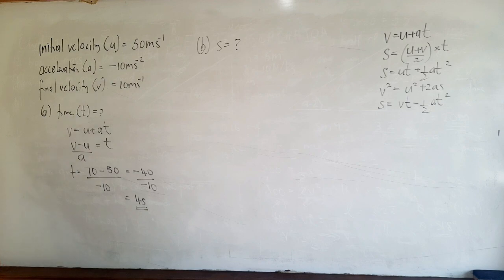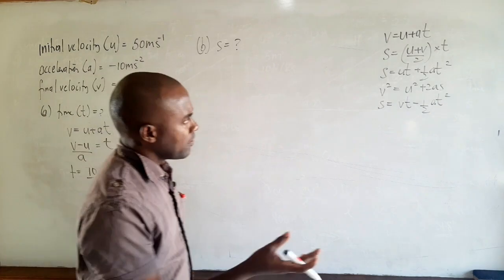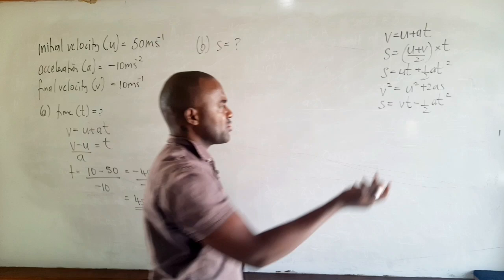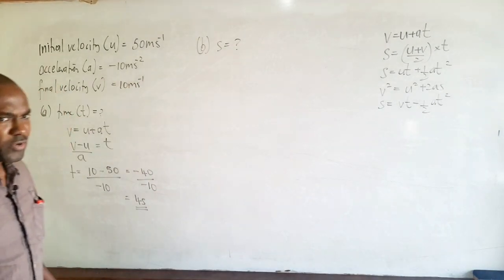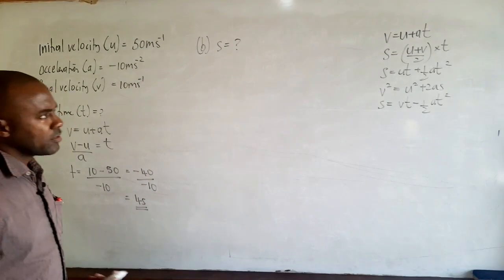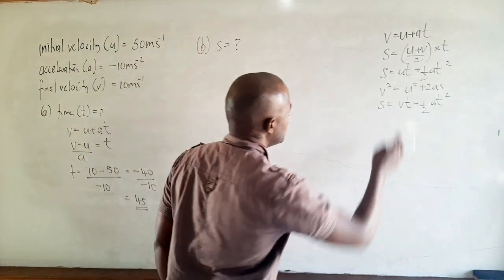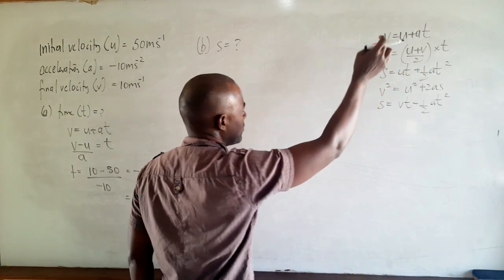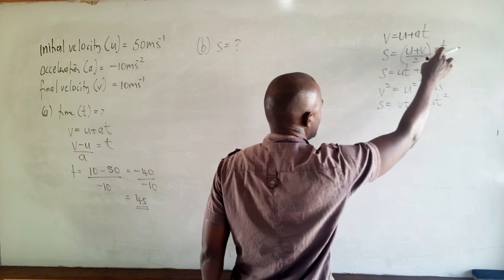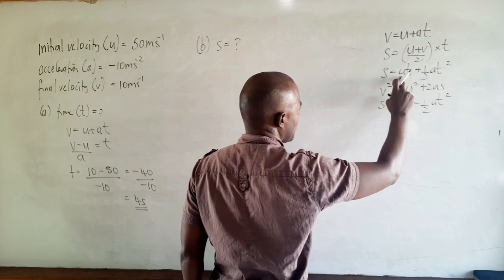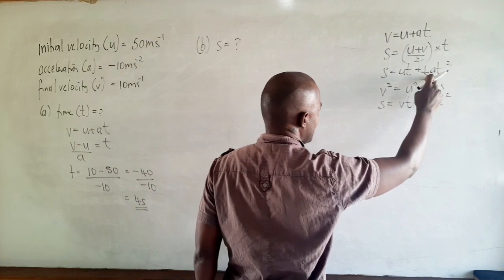Now again, we can use more than one of the equations, but we'll simply use the simplest of all those we can use. So we can use this one because we have U, we have V, and we have T. We can also use this one because we have U, we have T, and we have A.